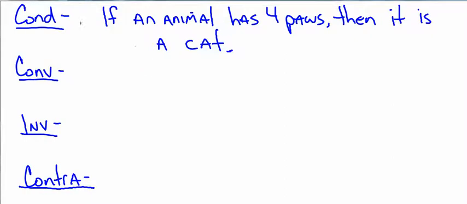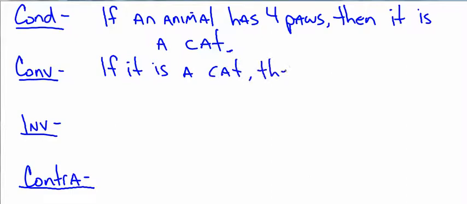Yes. Now, to write the converse of that, what do your notes say to do? Take the conditional and switch the hypothesis and the conclusion. So now we're going to say if it is a cat, then it has 4 paws. Your if still stays where it is, your then still stays where it is, but you took the it is a cat and you put it after the if.